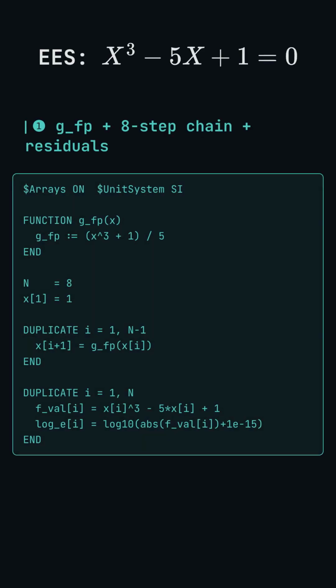Define g underscore fp for the mapping and run a duplicate chain of 8 steps. The second duplicate tracks the original equation residual for comparison with the table.